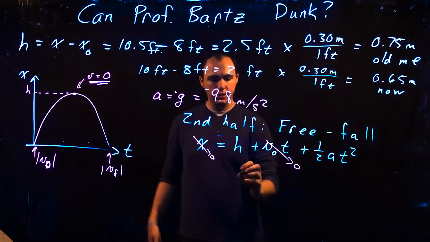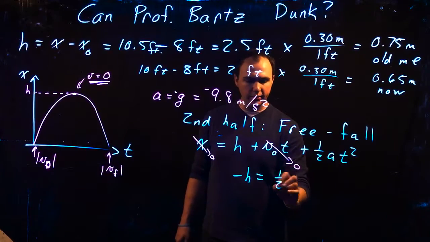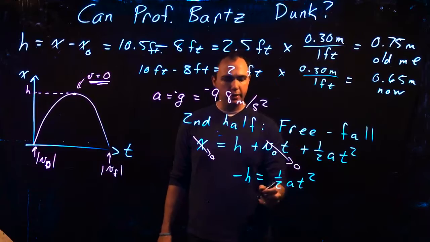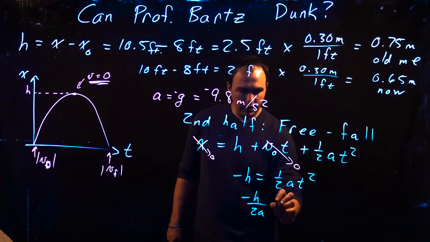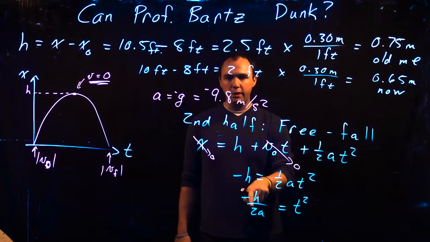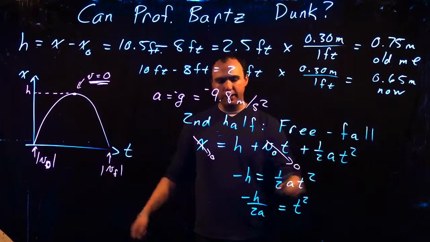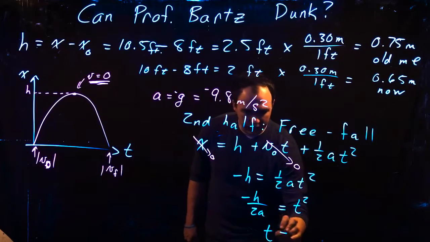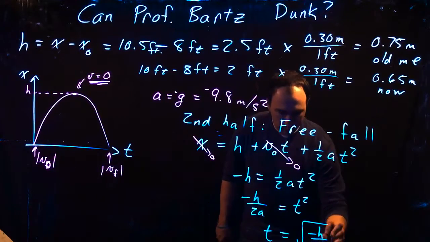So I get negative h, so I'm just going to move that h to that side, is equal to 1/2 at squared. So I'll multiply by 2, divide by a. I get negative h over 2a is equal to t squared. That might look problematic because I'm going to take the square root of a negative number, but that's okay because my acceleration is going to be negative. So when I do that, I get t is equal to the square root of negative h over 2a.